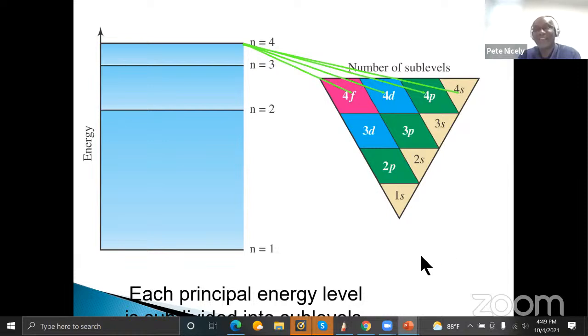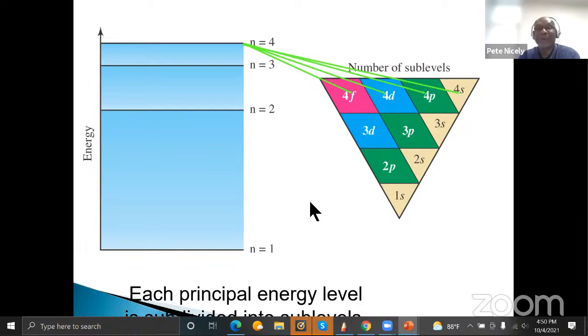So the key thing you need to understand is that within each energy level, you have the different sublevels. And this is how we can make a prediction as to what sublevels are present. In the case of the first energy level, you have only one sublevel. In the case of the second energy level, you have two sublevels, and so on and so forth for the third and the fourth.